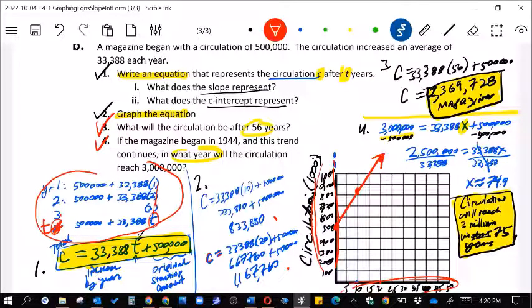Now, I've got to watch something that says in what year. So in a way, I didn't answer. I just said in about 75 years. So what we've got to do is take the 44 and add 75. So I am going to now erase the yellow and say we can't stop there. What we have to do is do 75, or approximately 75, plus 1944. 1944 plus 75. So that's what, 2019. So this should have reached 3 million at about the year 2019.